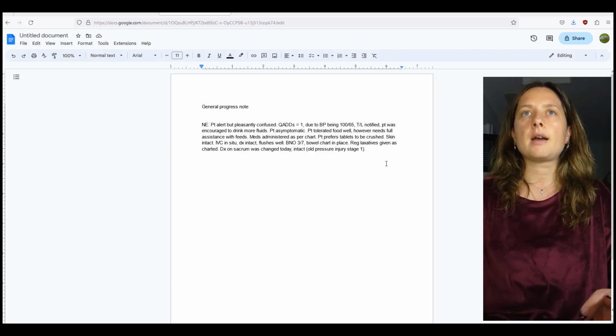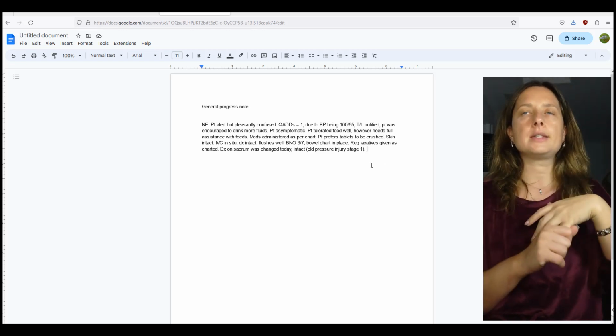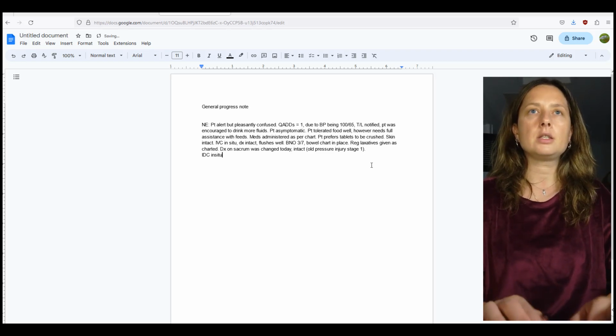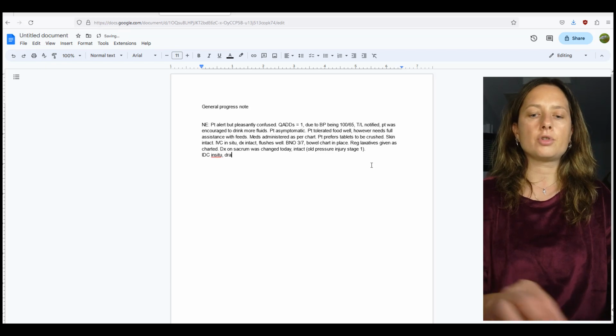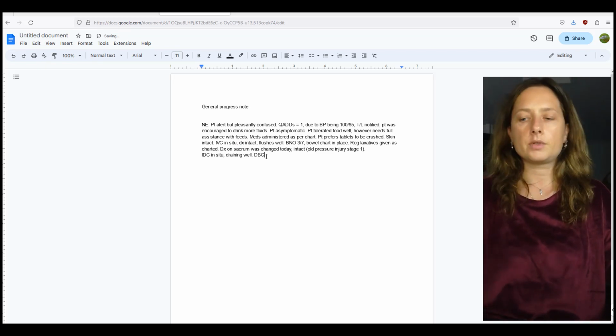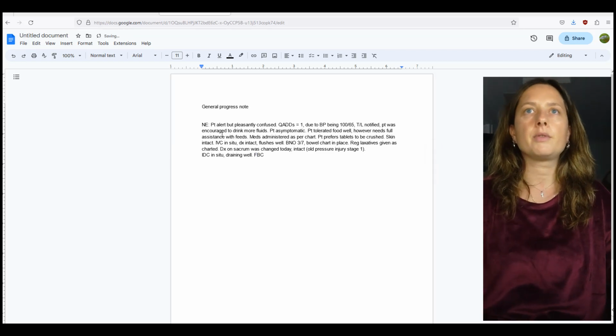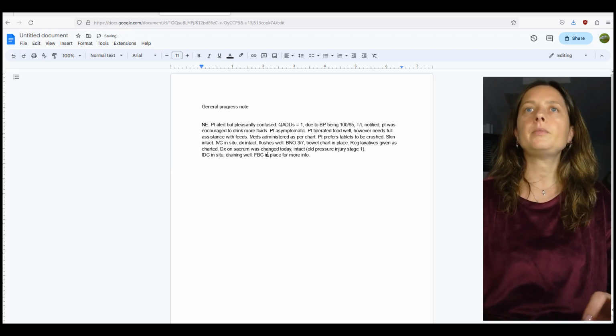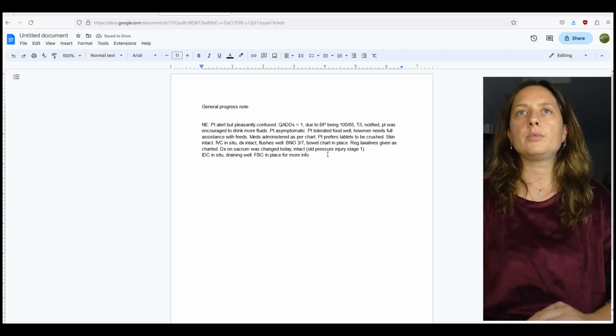Then I would say, just thinking about head to toe, if the IDC is in situ, you can say that IDC in situ, draining well, fluid balance chart, fluid balance chart, this is another abbreviation for you, in place for more info about output and input. What else might we have?